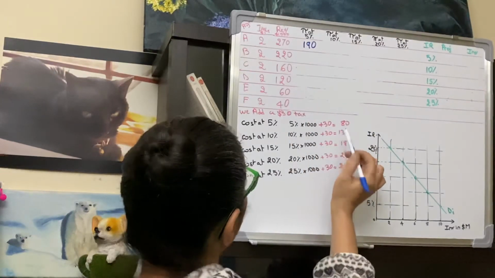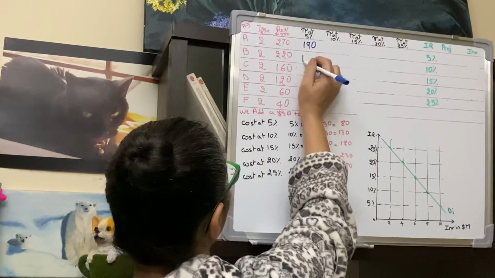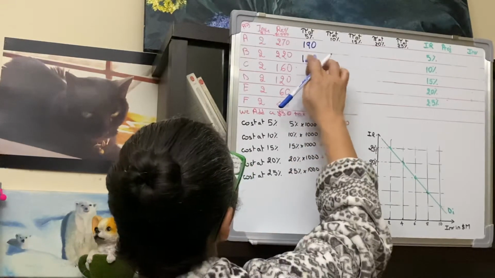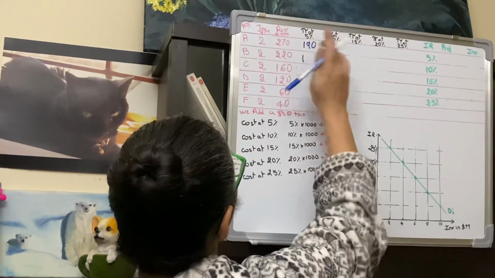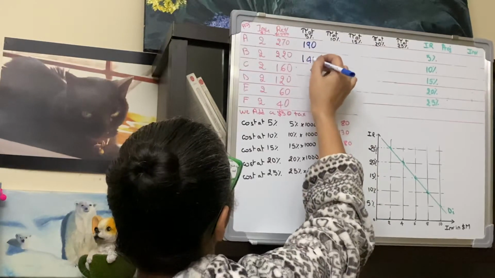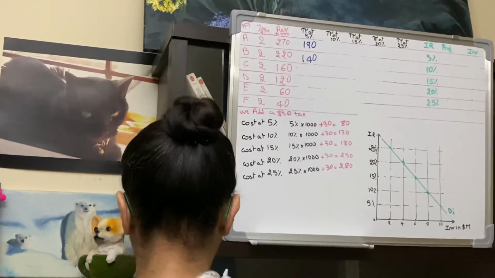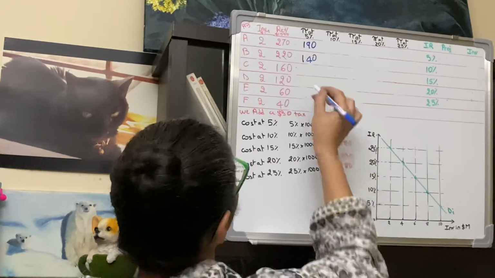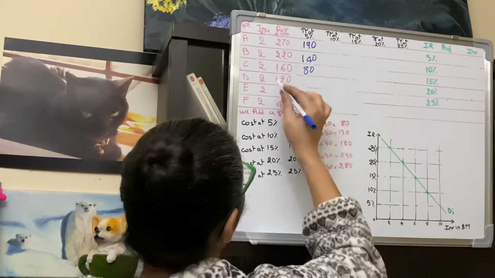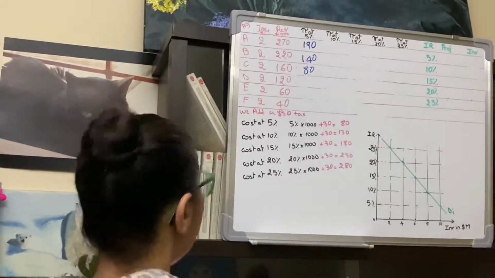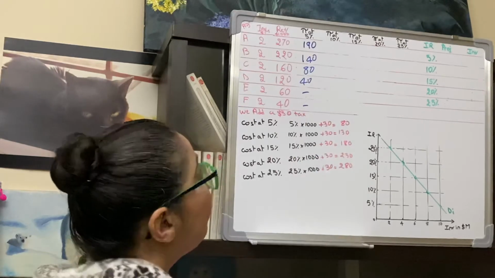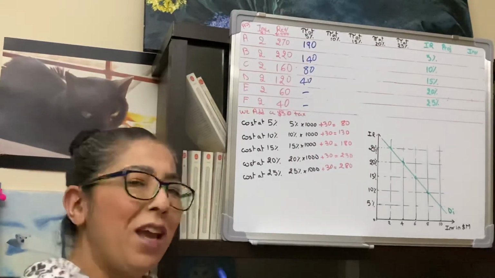220 minus 80, that's gonna give you 160. No, 40. Yep. Why 40? Yes, 40. Okay. 160 minus 80, that's going to give you 80. And 120 minus 80 is going to give you 40. And this is going to be negative, negative. Okay? Check my calculations with me.